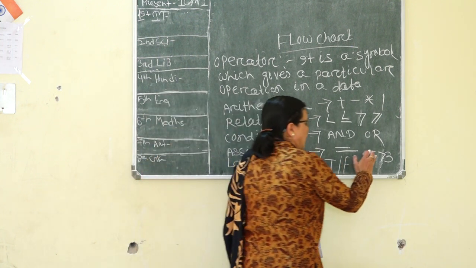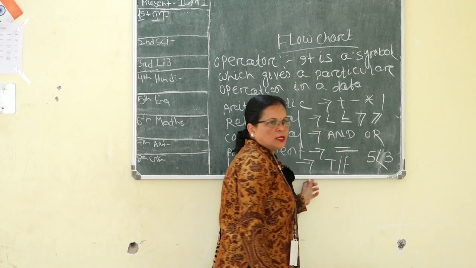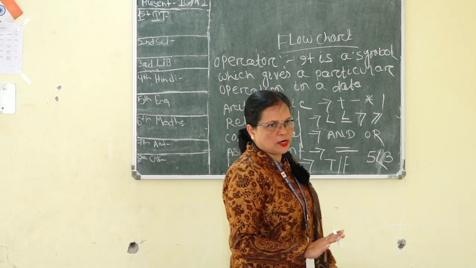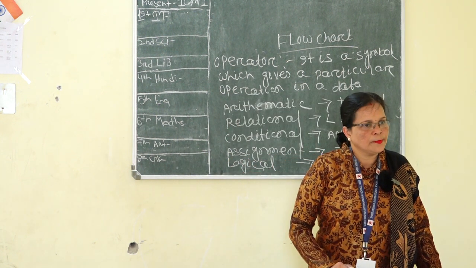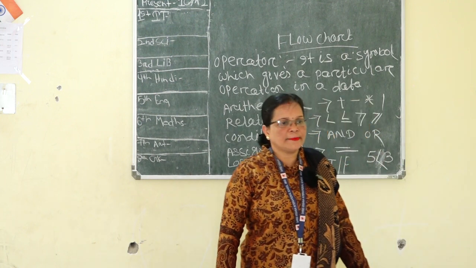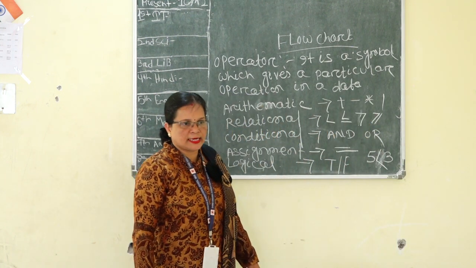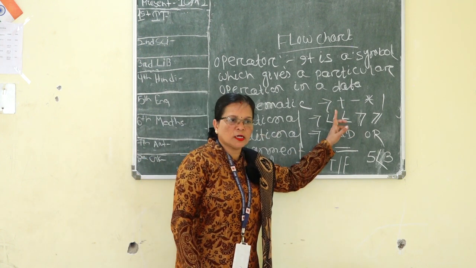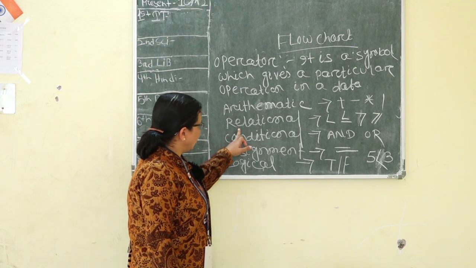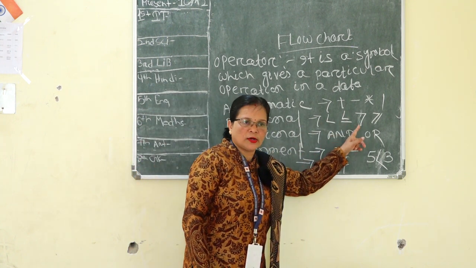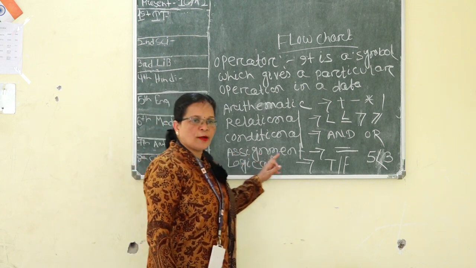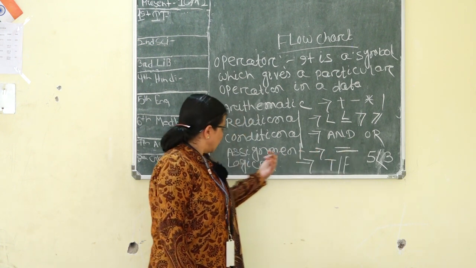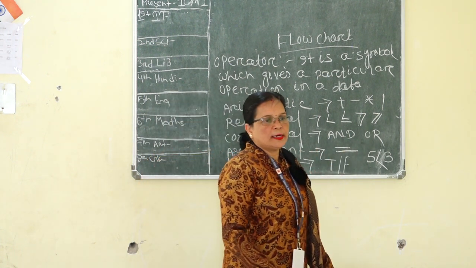If I put 5 less than 3, it means it is false. Logically it is false because 5 is always greater than 3. Now clear? An operator is a symbol which performs a particular operation on data. So what are the symbols of operators? Arithmetic: addition, subtraction, multiplication, division. Relational: less than, equal to, greater than. Then conditional operators: and, or. The assignment operator, the equal sign. Then logical operators, meaning true and false.